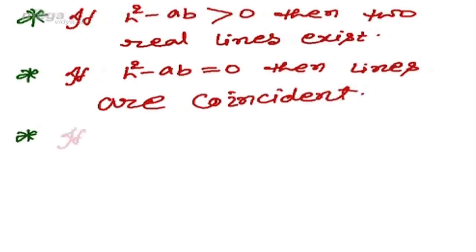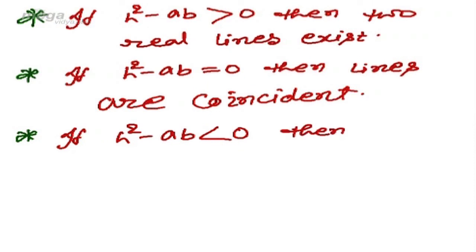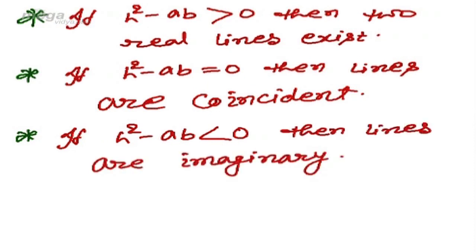Now, if h square minus ab is less than 0, then tan theta does not exist because it becomes root under a negative number. Then in that case, the lines are imaginary. So you can say real lines do not exist. The point of intersection of these two lines, because they pass through the origin, will be 0, 0, that is the origin.